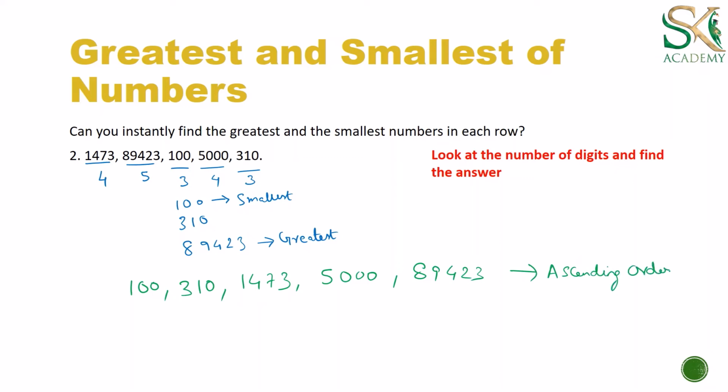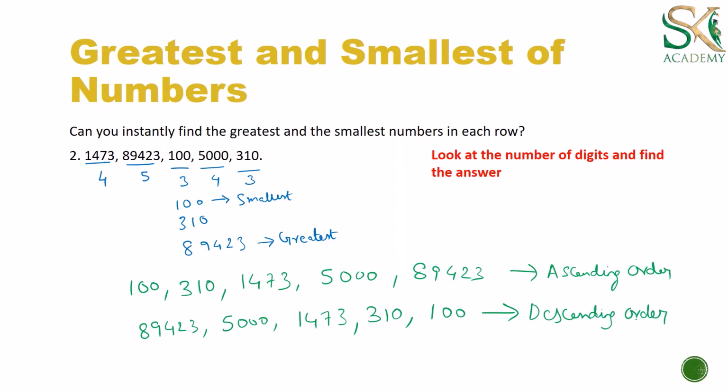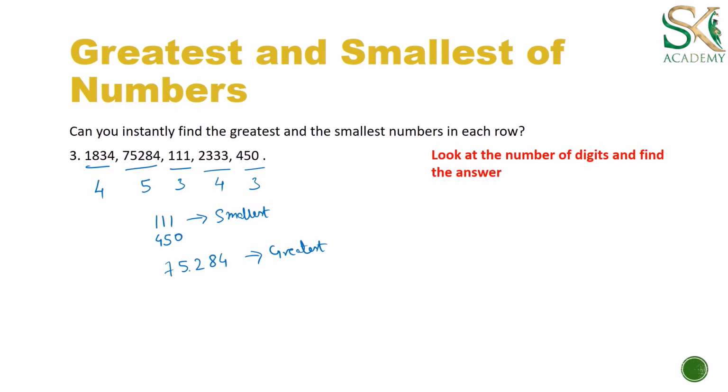Similarly, if you write 89423, 5000, 1473, 310, 100, this is called descending order. Now again, which one is the smallest here?